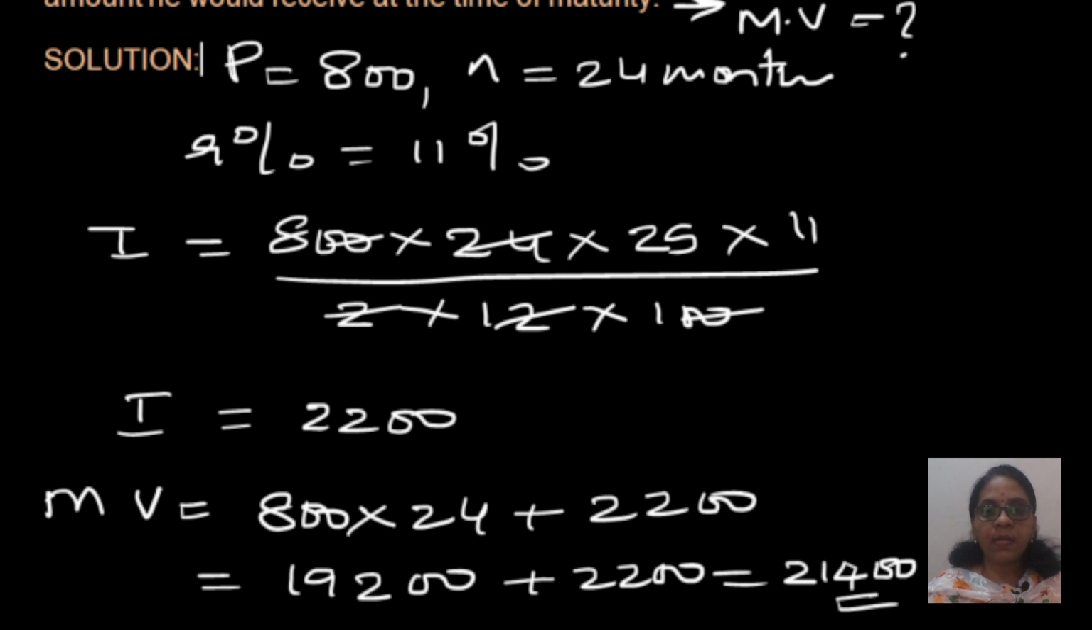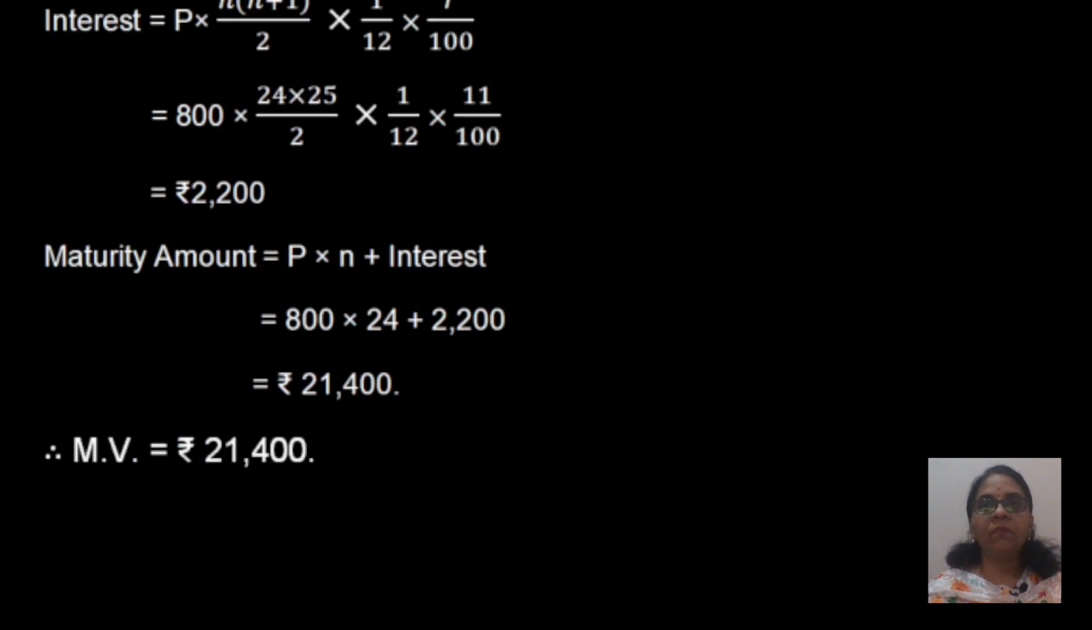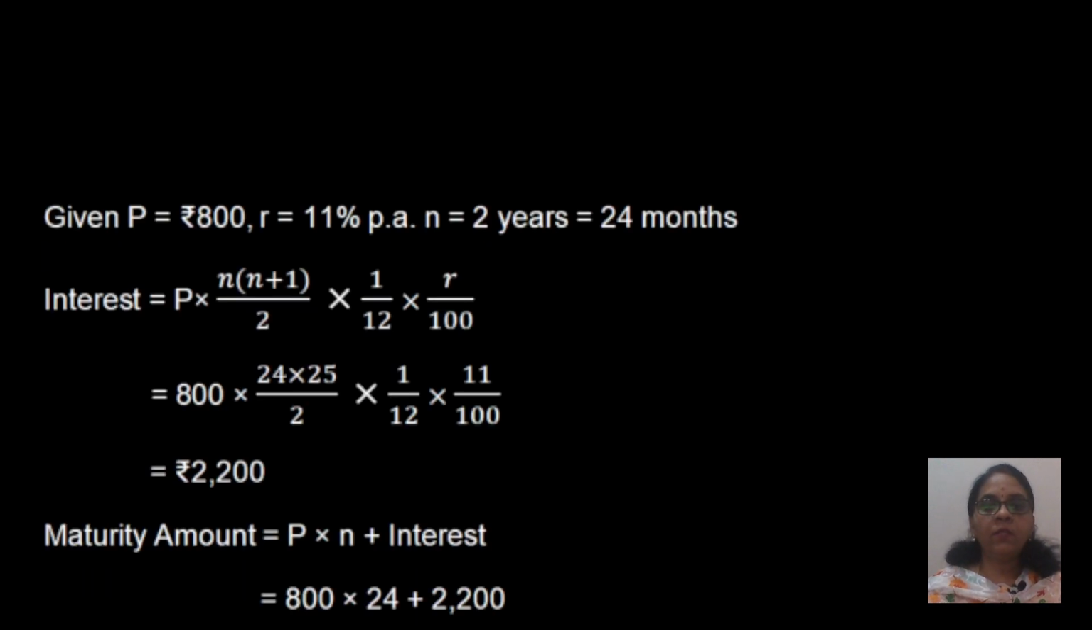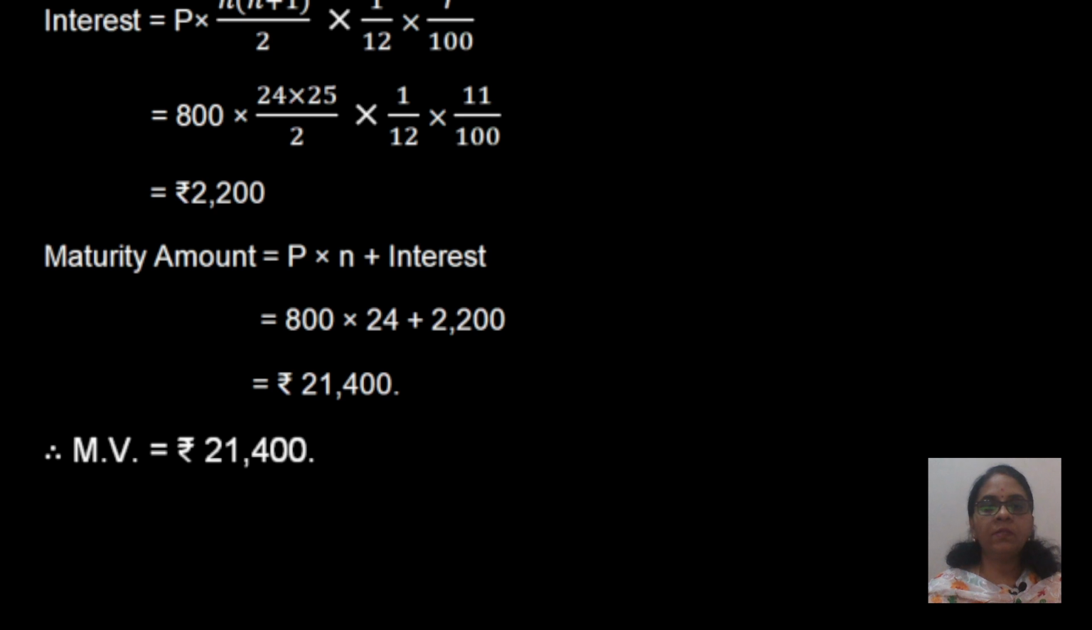I hope it is clear. So let us see the solution. Now, this is the solution given. Same thing: principal, rate, time, and this is your maturity value, 21,400. So let us go.